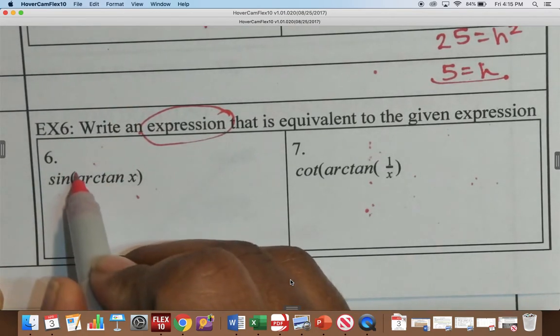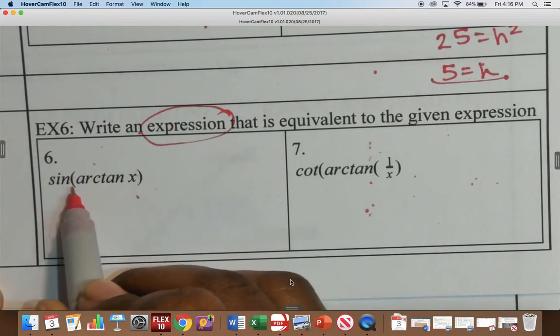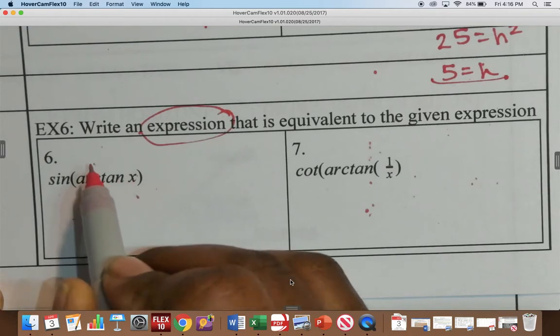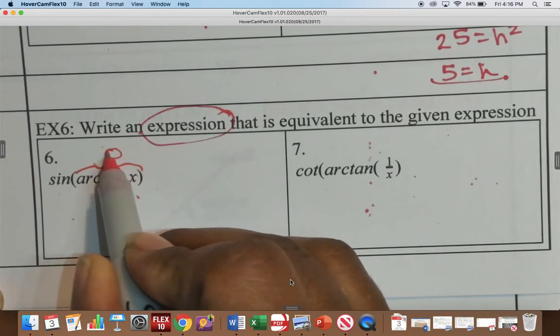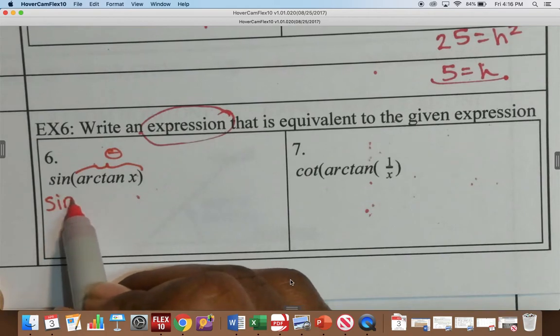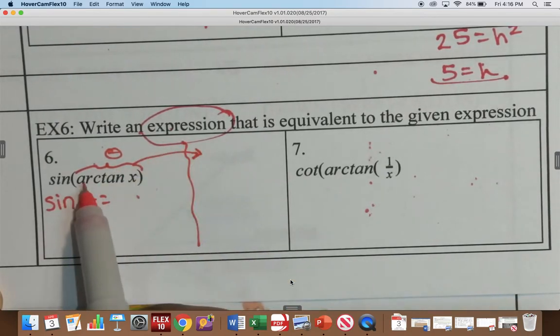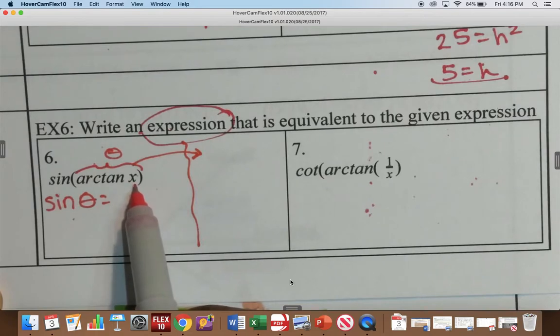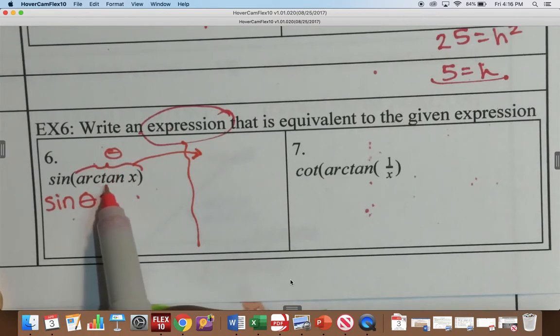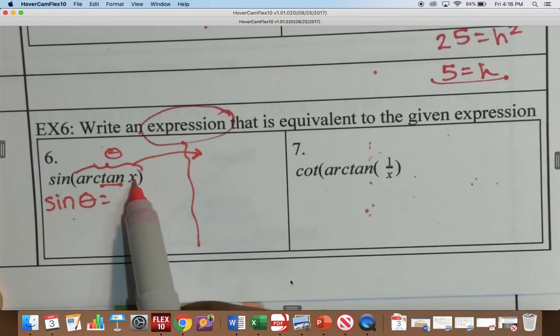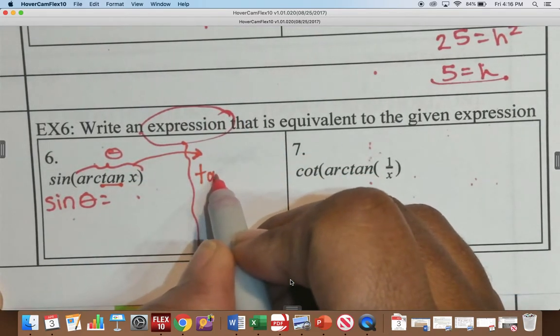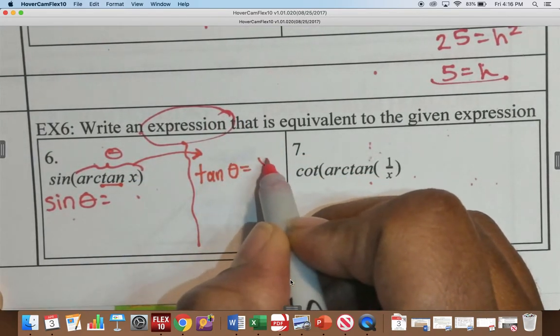So again, I look at the inside and I say I'm looking for sine of arctan of x. So again, I'm going to call this theta and say that I'm actually looking for just sine of theta. All right? And then I say, well, okay, what do I know? Well, if I bring this over here, arctan of x equals my theta. So that means that tangent of theta equals x.